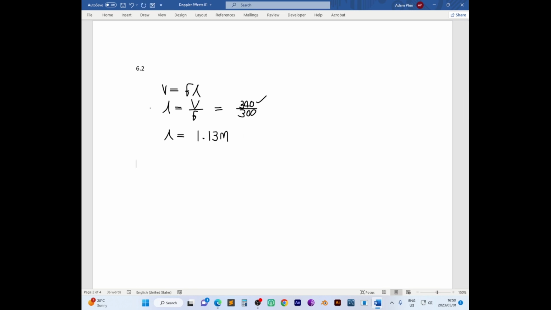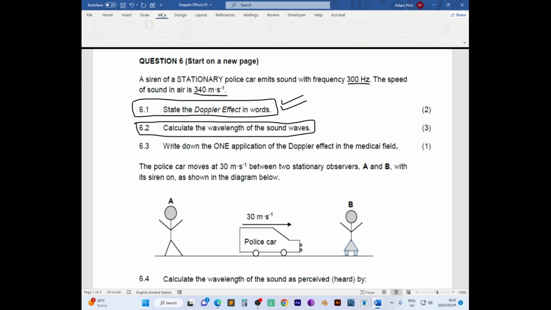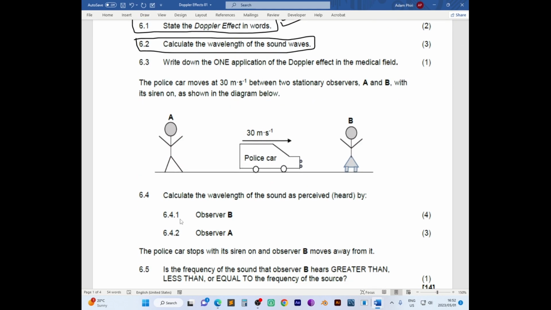And then we move on to question 6.3. So 6.3 actually requires us to give reasons. What are the reasons that we need to apply the Doppler effect in medicine? So that is to monitor the heartbeat of a fetus and also to measure the rate of blood flow. So those are the medical ones. There could be other ones, but those are the most popular ones.